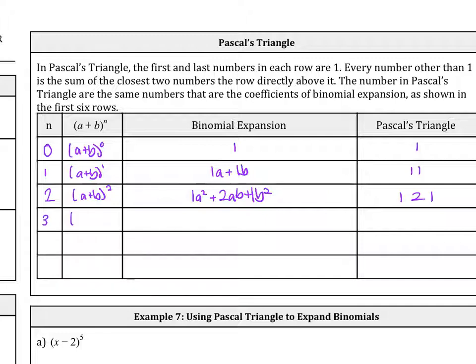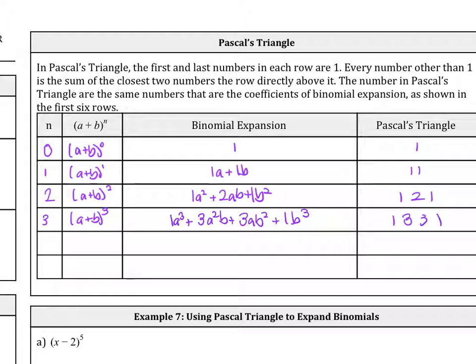Let's look at the third power, (a plus b) cubed. And remember the numbers for that. So this is a 1, it always starts with 1. 1 plus 2 is 3. 2 plus 1 is also 3. And then we have our last number, which is 1. So those are our coefficients. So we start with the a cubed first: a cubed plus 3a squared b, plus 3ab squared, plus 1b cubed.